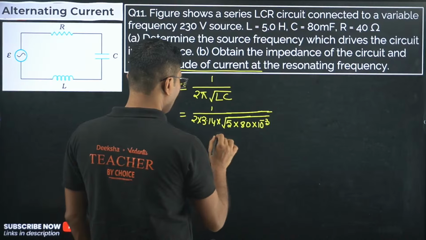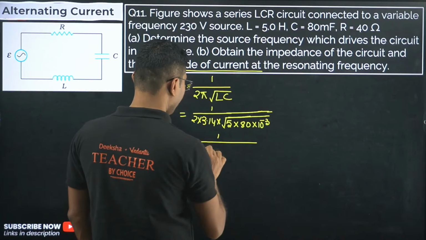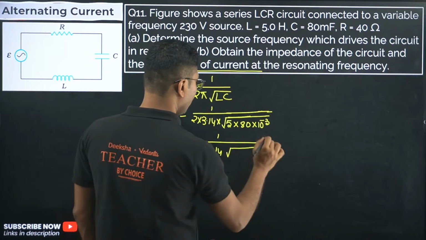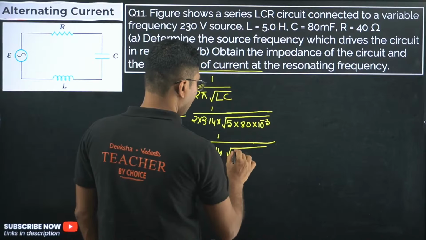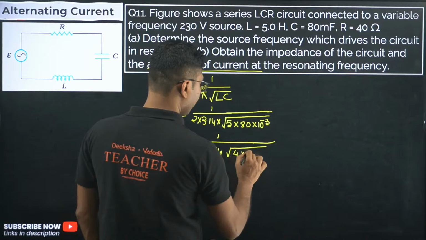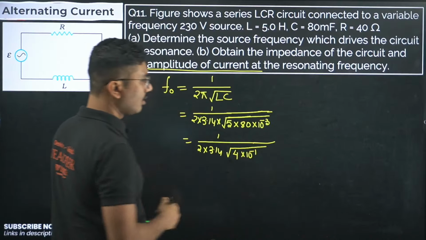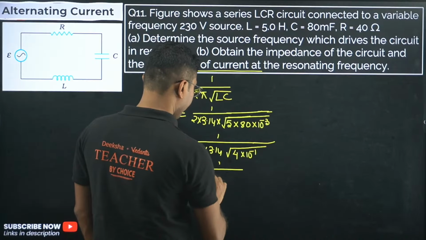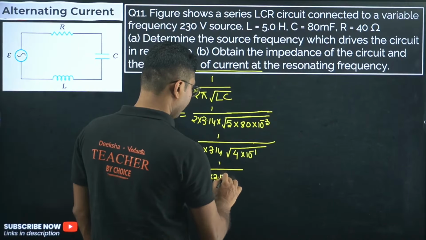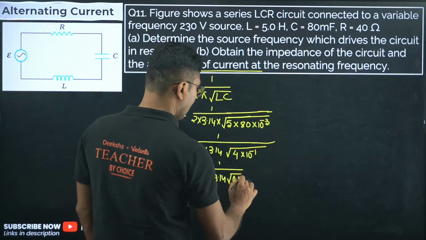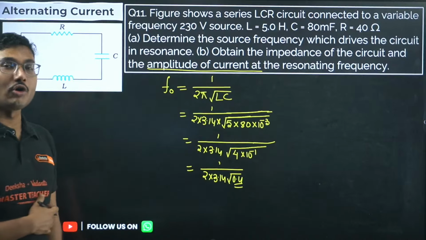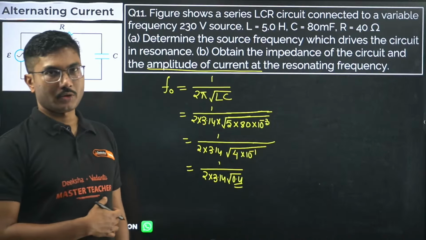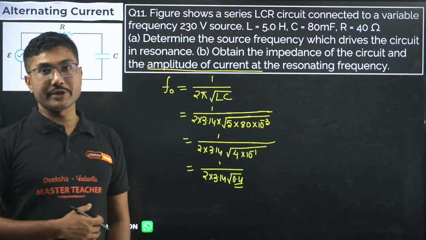So it will be 1 by 2 into 3.14 into 4 into 10 to the power of minus 1. That is 1 by 2 into 3.14 into 0.4. Now the square root of 0.4 is not 0.2. The square root of 0.04 is 0.2.